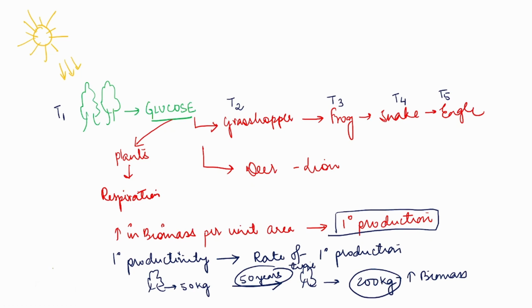Now if we define secondary productivity, it is the utilization of glucose by consumers, who utilize this glucose and increase in biomass per unit area with respect to time.